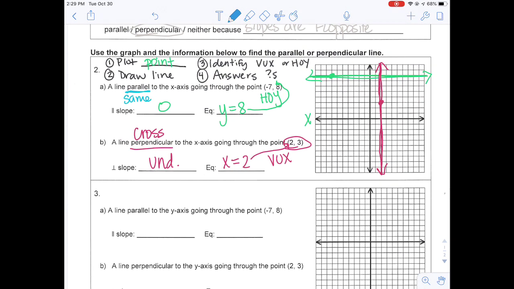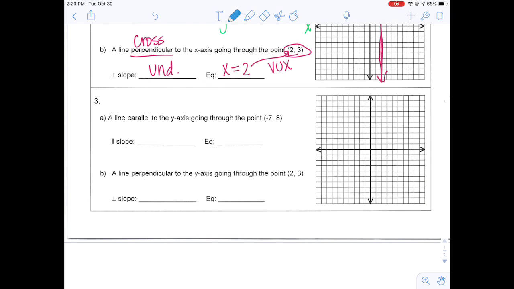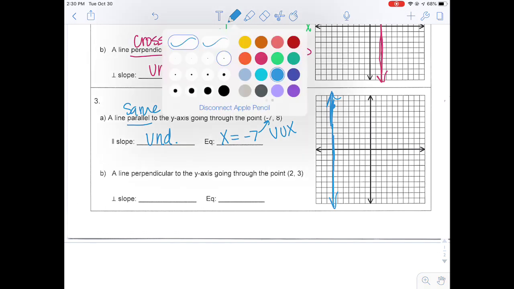So if you will follow those steps, you can get these correct. Problem 3, a line parallel to y going through the point negative 7, 8. So I go to negative 7, 8. Parallel to y means it's the same as the y-axis. So same as the y would go up and down. So an up and down line is a vertical line. It's a Vux. A Vux has a slope that is undefined, and your equation is x equals x from your point.